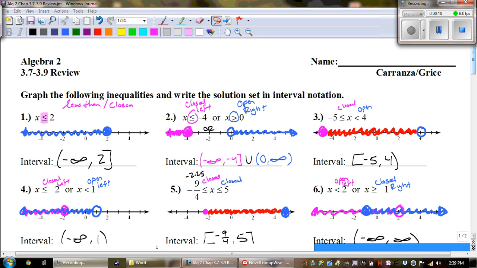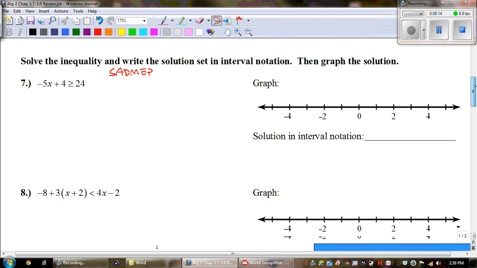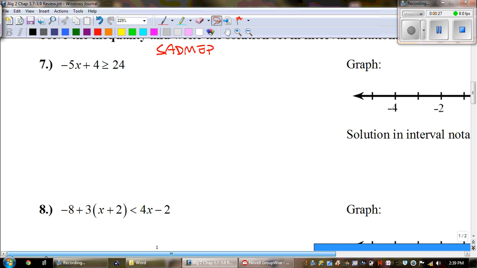Sorry that I was so rudely interrupted in the middle of number 7. So we're going to start right there. The directions say to solve the inequality and to write the solution set in interval notation. Then graph the solution. So what I started to talk about was how we need to use SADMAP when we are solving these equations, okay? So I'm going to draw the line down the middle of the inequality, and I'm going to get started.